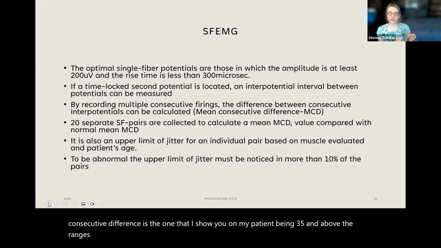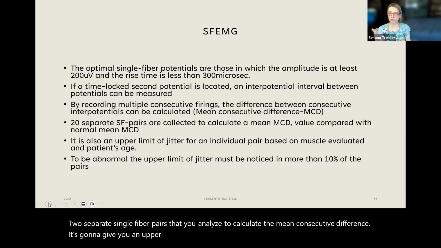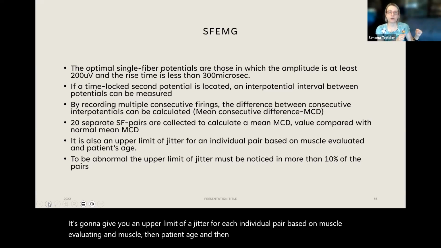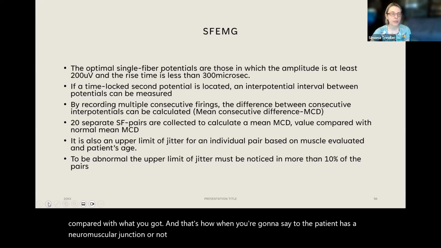And you have to have at least two separate single fiber pairs that you analyze to calculate a mean consecutive difference. It's going to give you an upper limit of a jitter for each individual pair based on the muscle being evaluated and patient age. And then you look at those normal jitters and you compare with what you got. And that's how you're going to say whether the patient has a neuromuscular junction disorder or not.